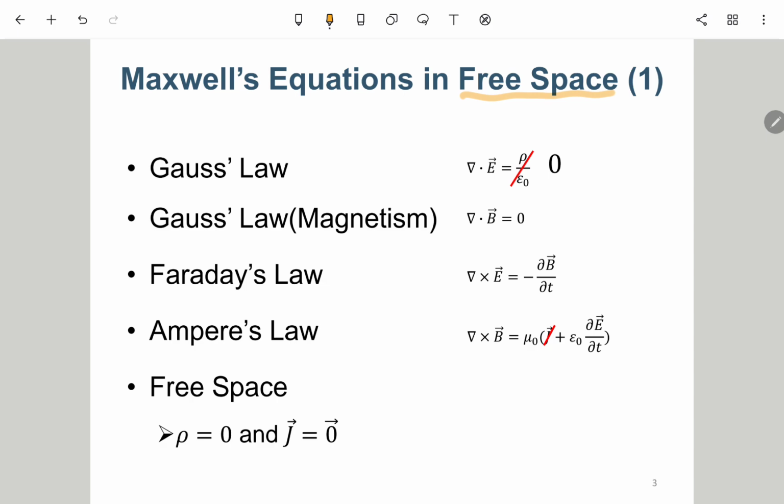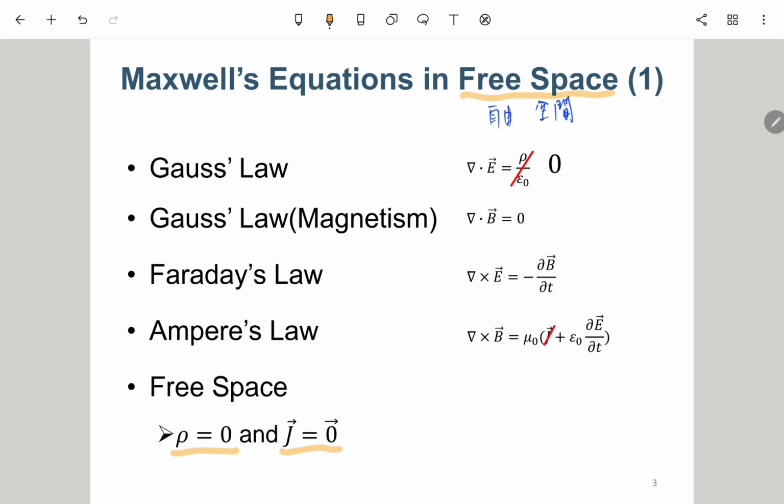So here we will see. Of course, in the last chapter we only knew the Maxwell equations in general. Now we consider them in free space. In Chinese, it is called 自由空间. So what is free space? Here it means that for free space, we have two conditions. One condition is rho is 0, and the second condition is the J vector is 0.